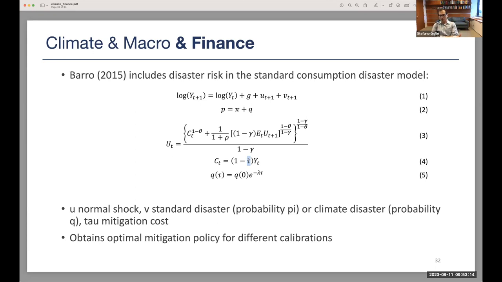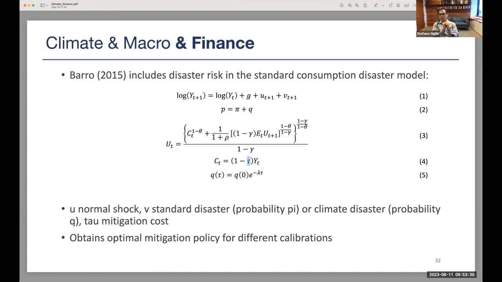And therefore you get very low discount rates. Okay, so if you know the Barro model, the standard rare disaster model, this is pretty clear. The disaster is very painful for the consumer because the consumer has curved utility, and so you're willing to pay a lot to mitigate the disaster. It's just a transposition of this idea where the source of the disaster is the climate.